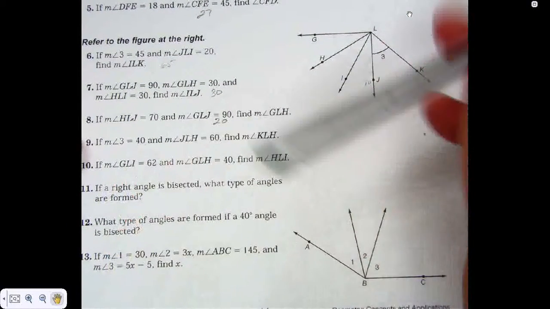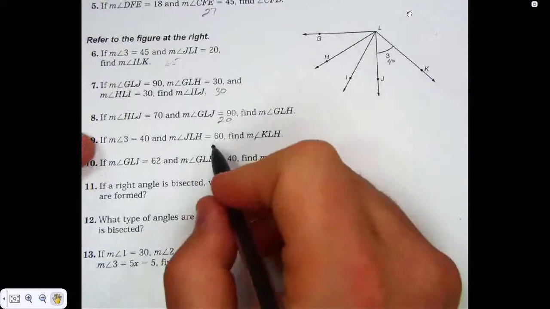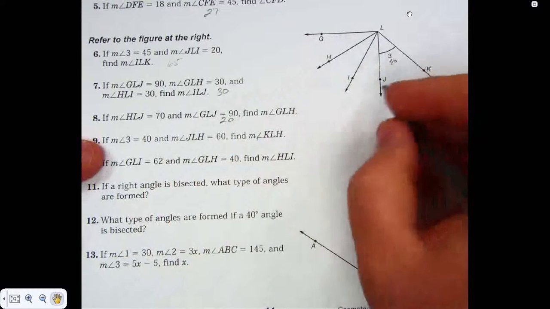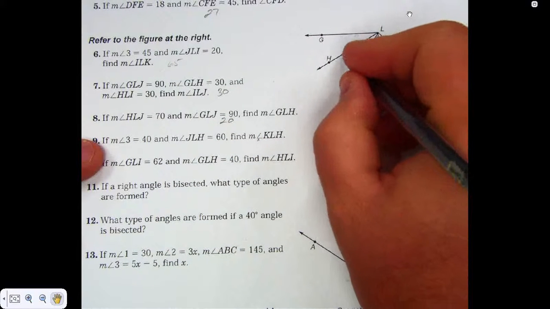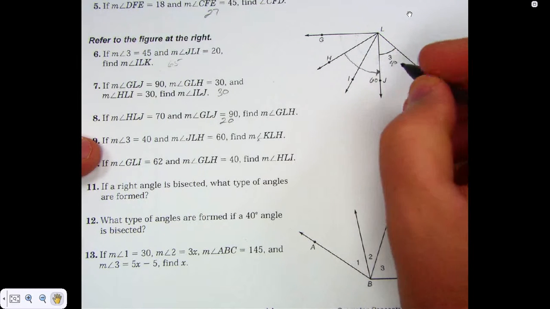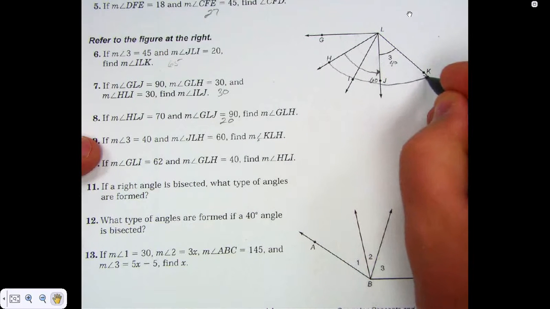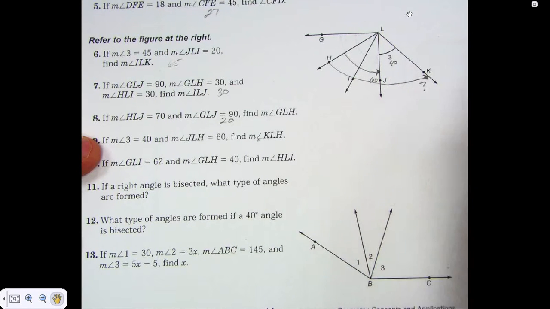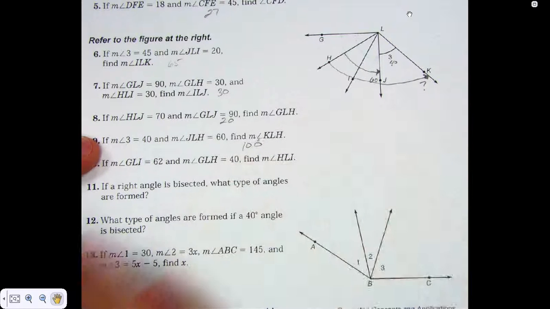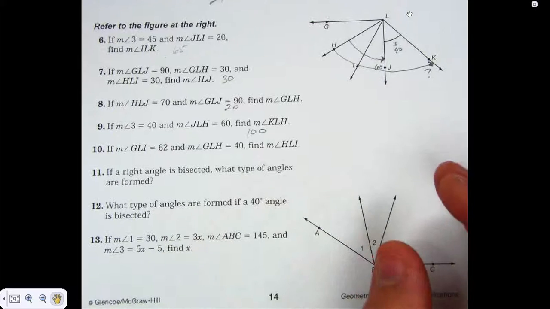Measure of angle 3 is 40. Measure of JLH, that's from there to there, is what? 60? Yeah. Find the measure of KLH. Huh? 100. Gets easy, doesn't it? I'm going to stop there and go down to the last one.